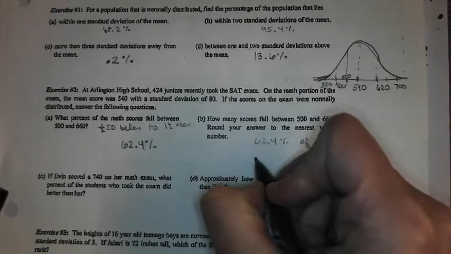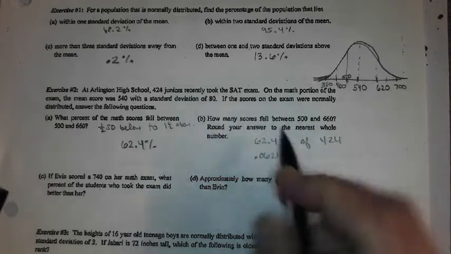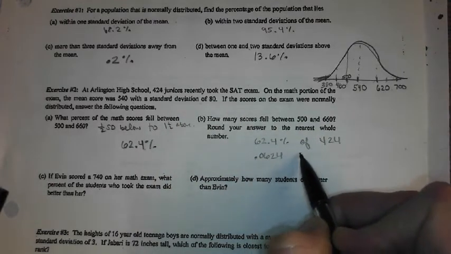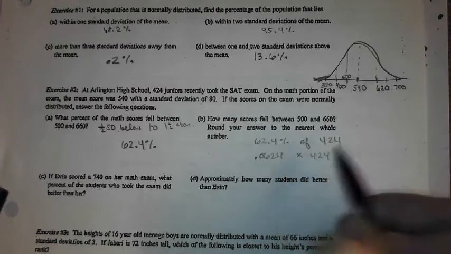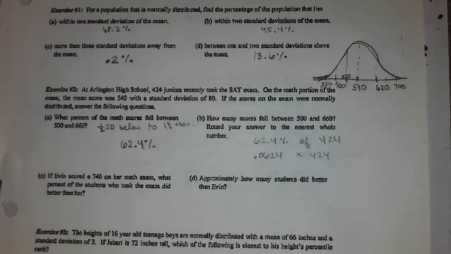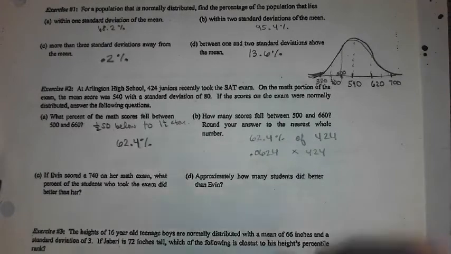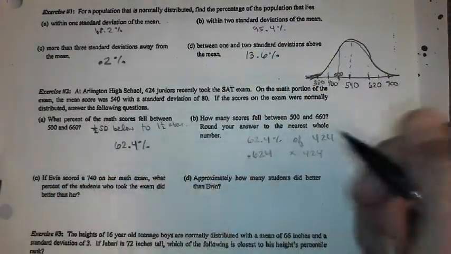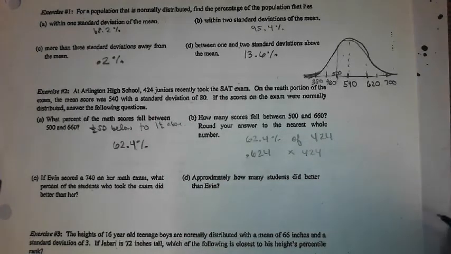So on a calculator, just to review how to calculate percentages, that would be 0.0624. Of means multiply by 424. 0.0624 times 424. I screwed up. What did I screw up? Yeah, it should be 0.624. Sorry. I knew that because I got 26 kids as my answer. And so just based on checking, that doesn't make any sense. We want 60%. That's over half. So I knew something was wrong. So it should be 264.